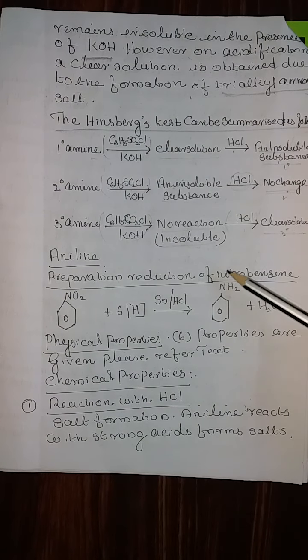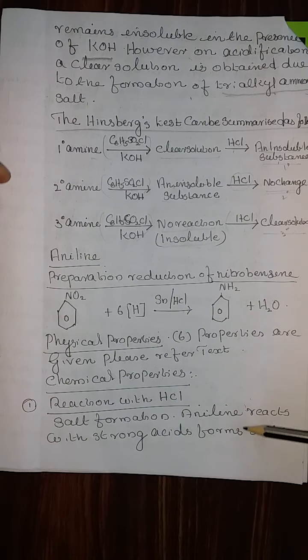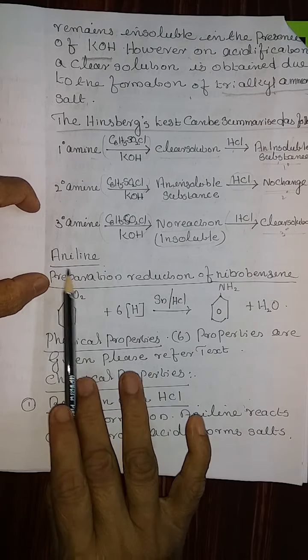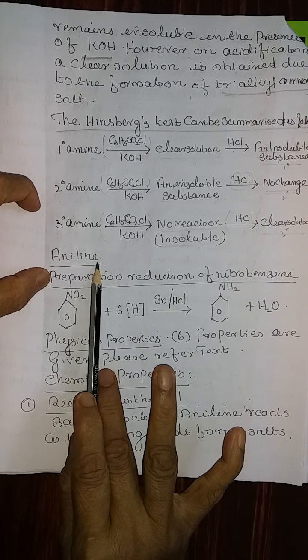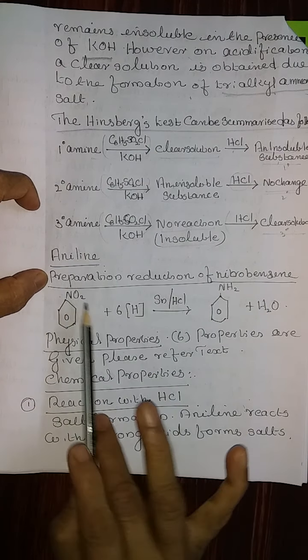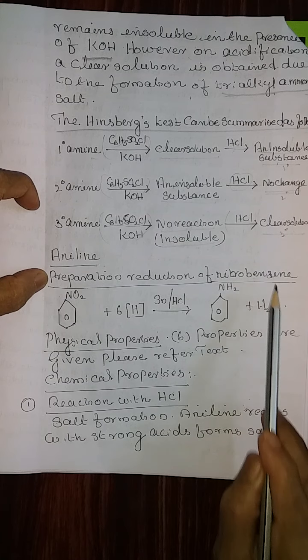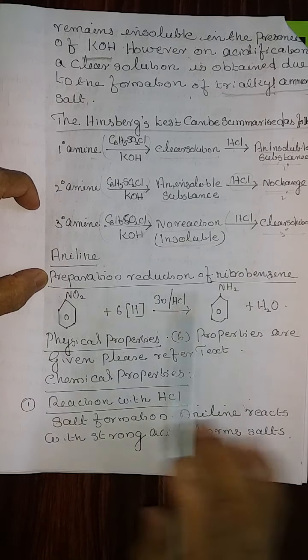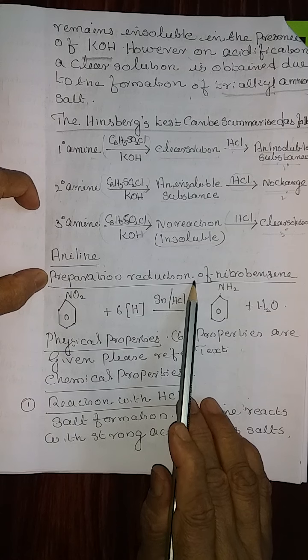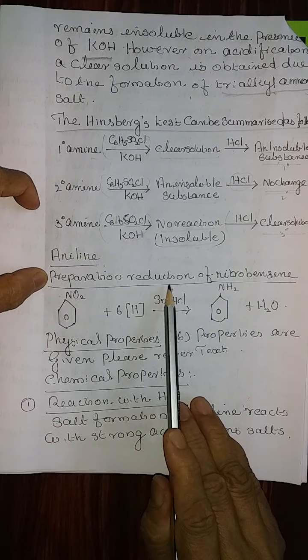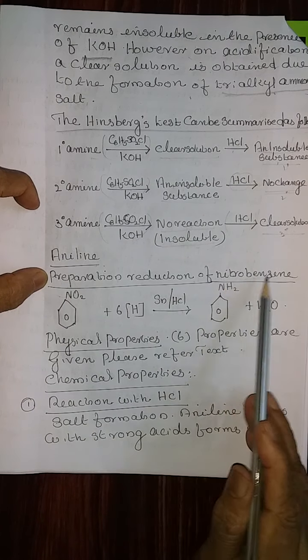Next is aniline preparation and properties. Aniline is an aromatic amine and a number of preparations are given in the textbook. You just follow the syllabus. Only one preparation you have to study. Preparation: reduction of nitrobenzene.